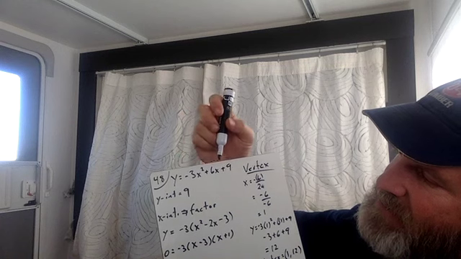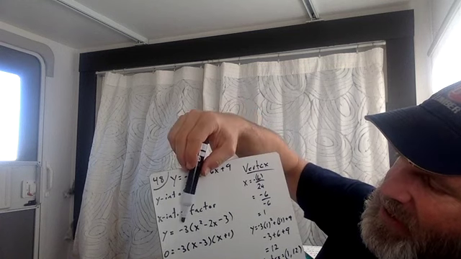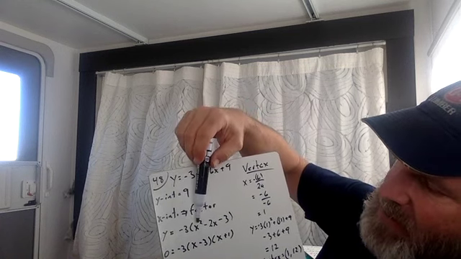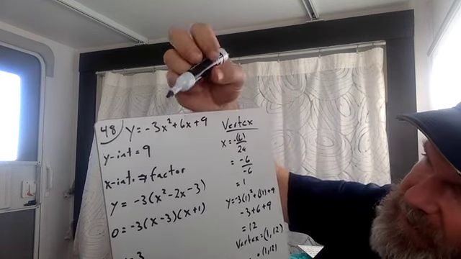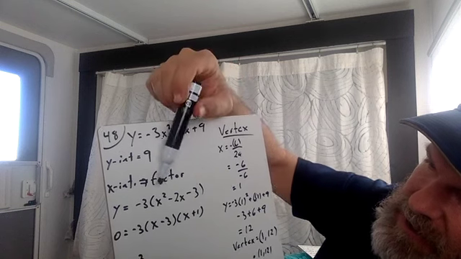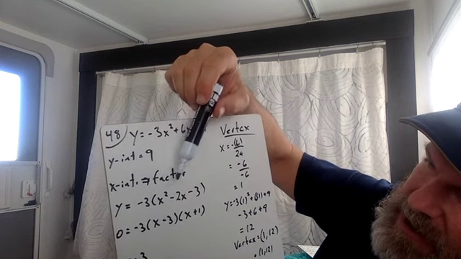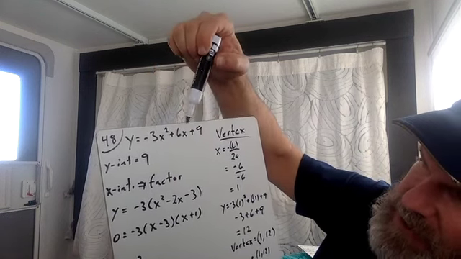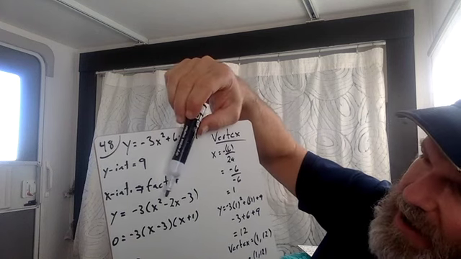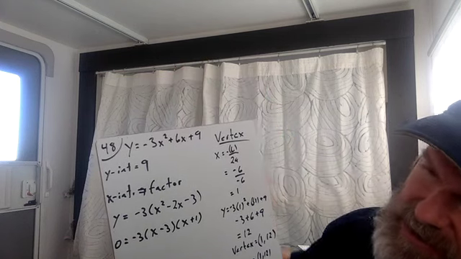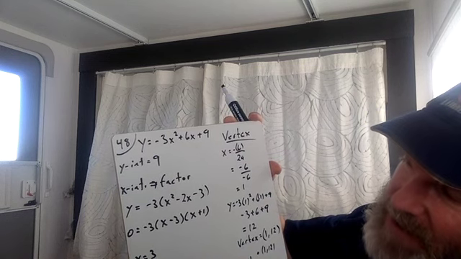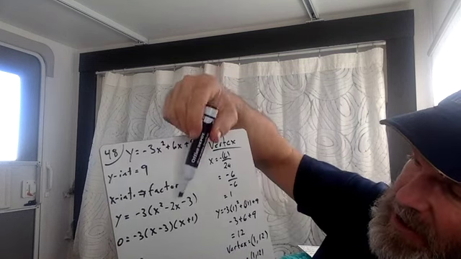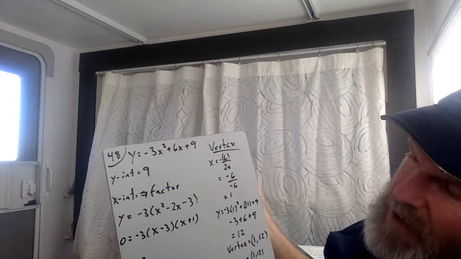Negative 3 goes into 6 and 9. So if I pull a negative 3 out, then it's x squared minus 2x minus 3. I factored out a negative 3. See, if I distributed that negative 3 through, I'd be right back to where I started. Now, x squared minus 2x minus 3, there are two numbers that multiply to give negative 3 and add to give negative 2, and that's negative 3 and positive 1.